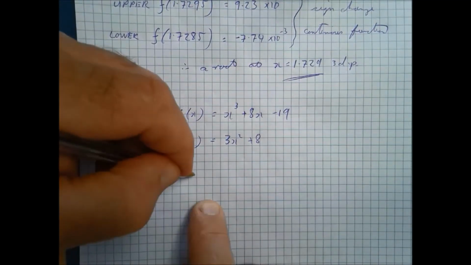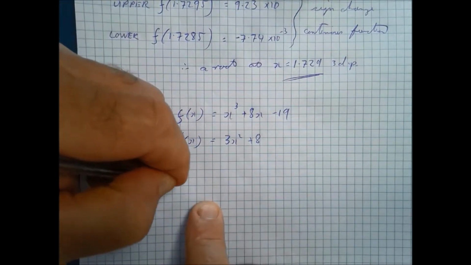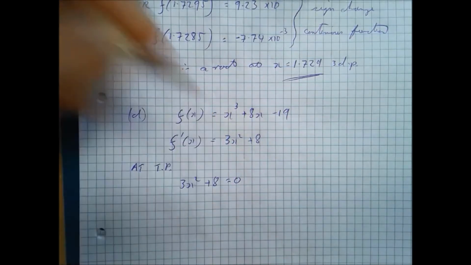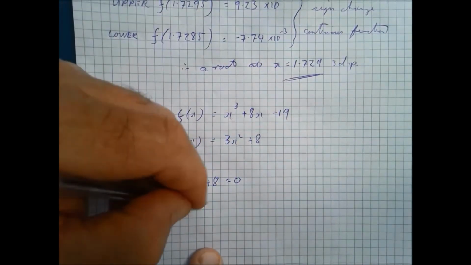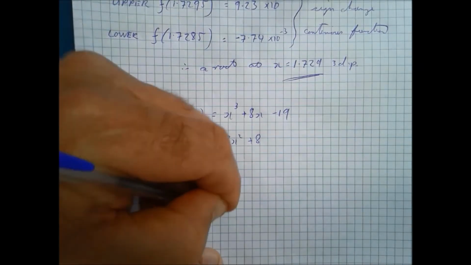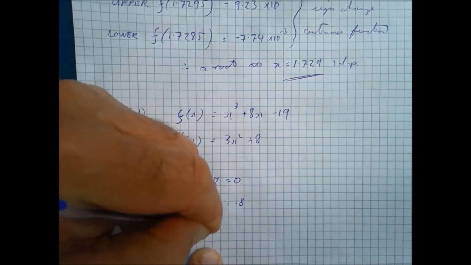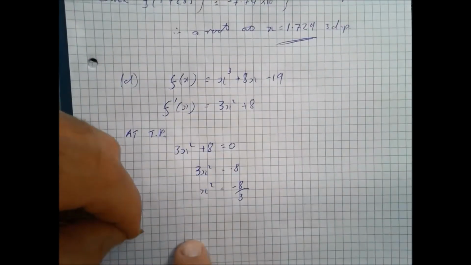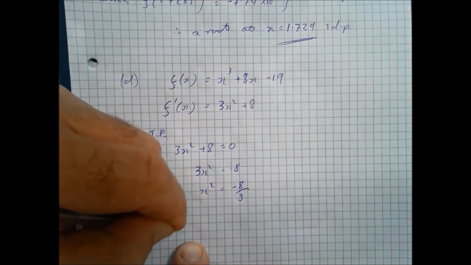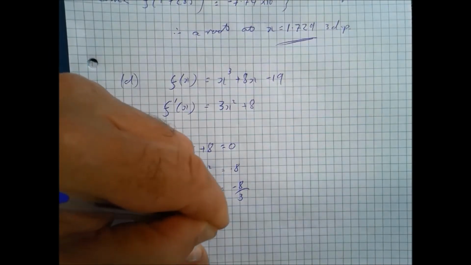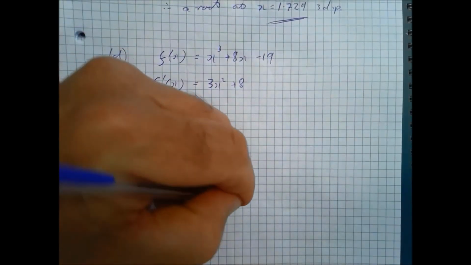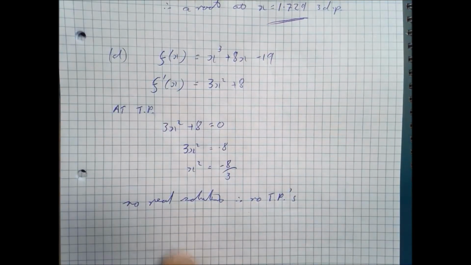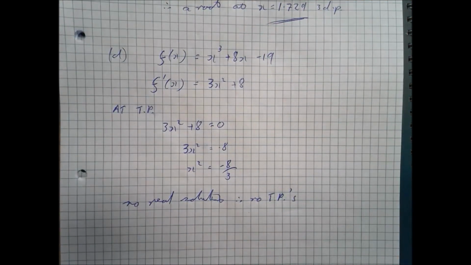F dash of x equals 0, so 3x squared plus 8 equals 0. That gives me 3x squared equals minus 8, x squared equals minus 8 over 3. No real solutions to this. Therefore, no TPs. Again, how does that help us?